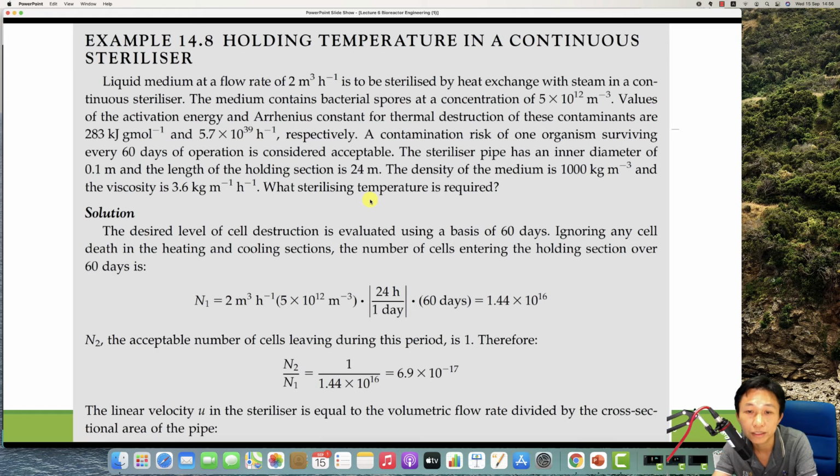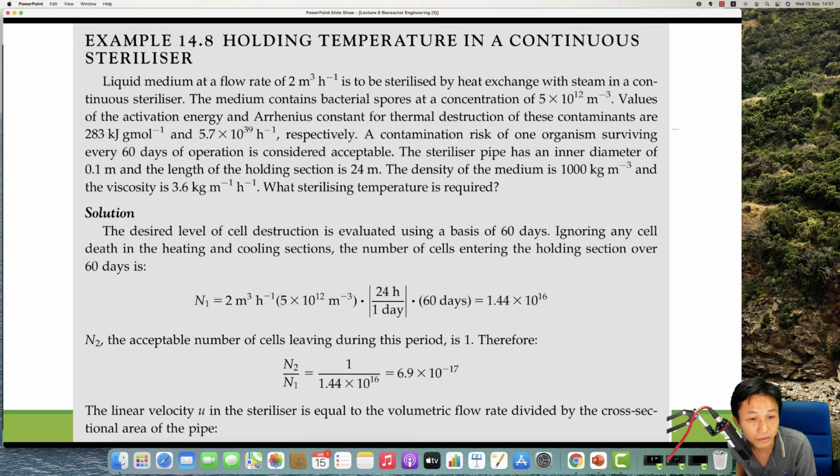We want to find the temperature. The desired level of cell destruction is based on 60 days, ignoring any death in the heating and cooling sections. The number of cells entering, over 60 days, is N1. This is the flow rate, and this is the concentration of the spore. This is the rate, this is the spore, and then this is the conversion.